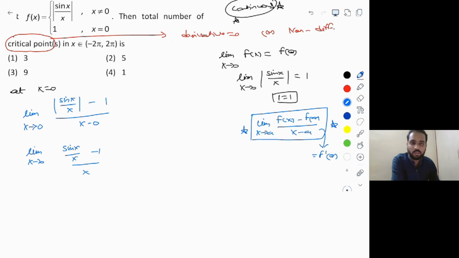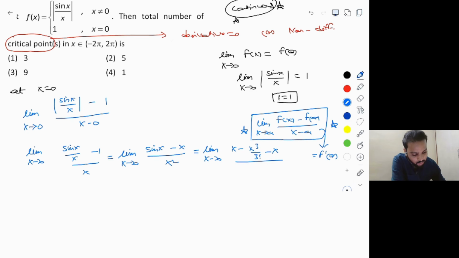What is the reason? Because when x tends to 0, sin x and x will have the same sign, which makes sin x by x positive. That is why I removed the modulus sign, which reduces the question to limit x tends to 0, sin x minus x divided by x square. And if you use the expansions here, that is limit x tends to 0, the sin x expansion is x minus x cubed by 3 factorial and so on, minus x, whole divided by x square. On cancellation of x, you get limit x tends to 0 of minus x divided by 3 factorial. But when you put 0, you get 0, right?